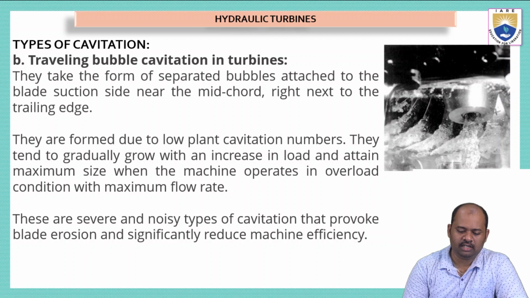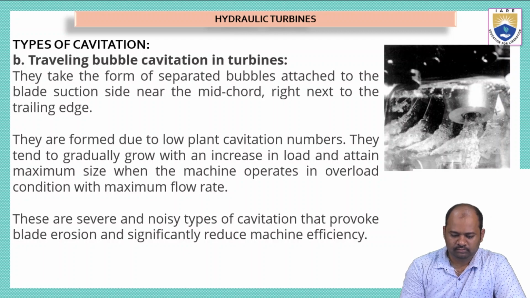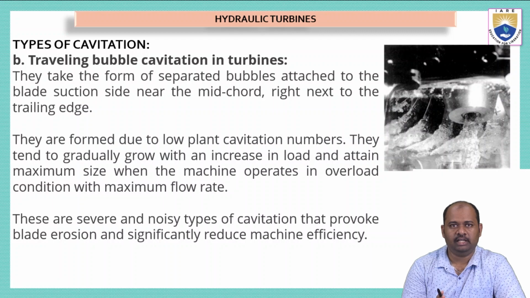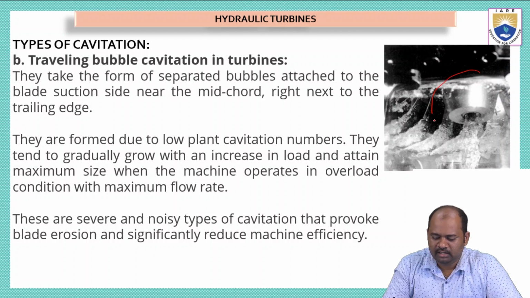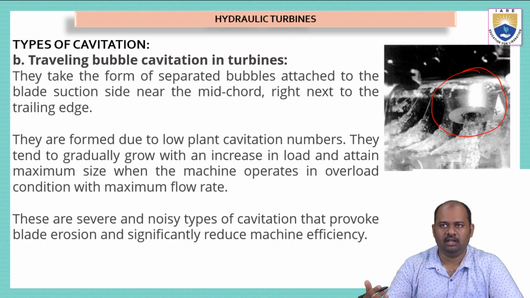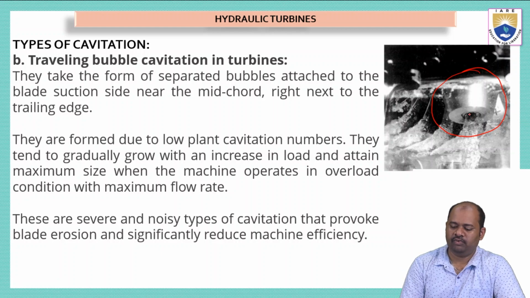And then this is the second type of cavitation, that is traveling bubble cavitation in turbines. See here, they take the form of separated bubbles attached to the blade suction side near the mid chord, right next to the trailing edge. We can see in this picture, this is a hub or the shaft that is attached to the runner. Now we can see there is a formation of bubbles. You can see formation of bubbles here.